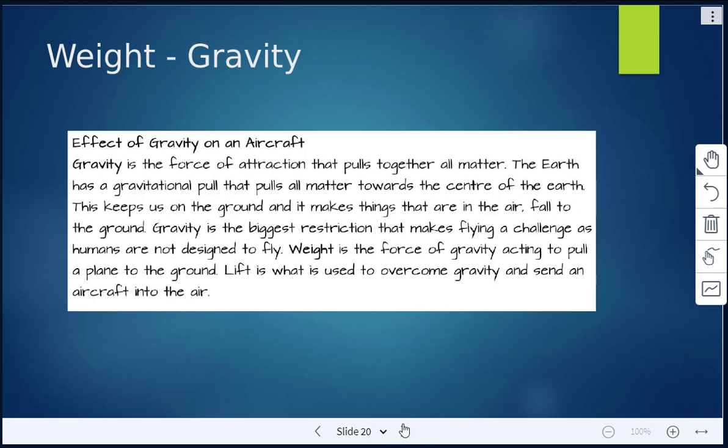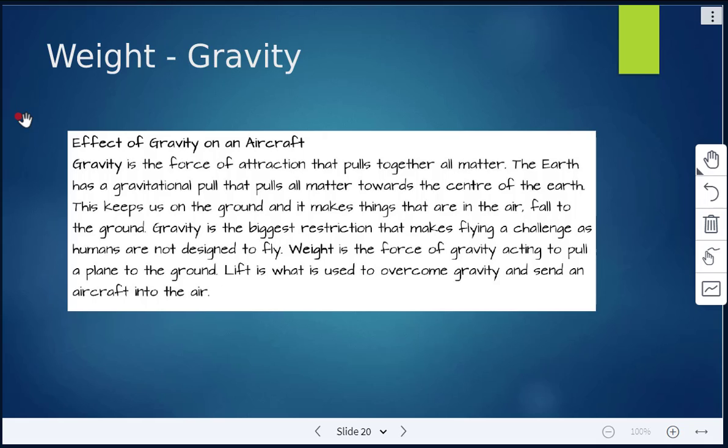So drag is important. Weight, or gravity, is the force of attraction that pulls together all matter. The Earth has this gravitational pull that pulls matter towards the center of Earth. It keeps us on the ground. It makes things that are in the air fall to the ground. And gravity is the biggest restriction for flying because, as you can see, humans are not designed to fly.